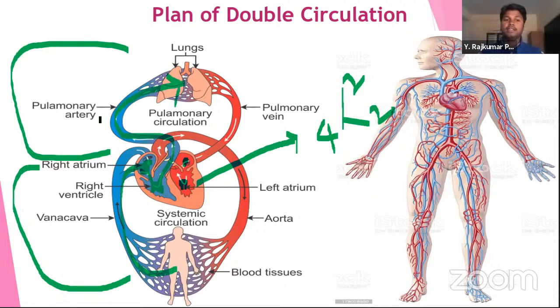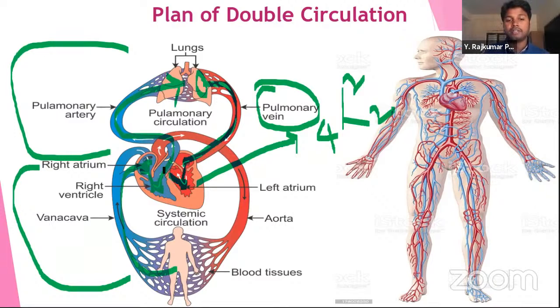Okay, and from the lungs, with the help of a pulmonary vein, the oxygenated blood is collected to the left atrium, and from left atrium the oxygenated blood comes to the left ventricle. Left ventricle supplies the oxygenated blood to all parts of the body.